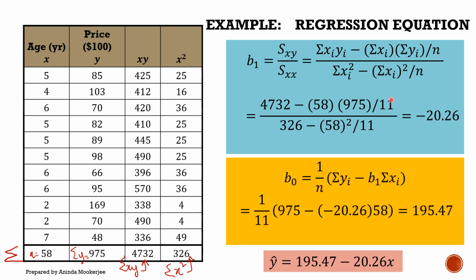So divided by 11. Now in the denominator, it's sigma x squared, that is the sum of all the x squared values, which is 326. That's why I have 326 here, minus sigma x whole squared. That means I'm taking my 58 and squaring it and then dividing by n, which is 11. When you do this calculation, we come up with a value of negative 20.26. That's our slope. So we have a negative slope here.